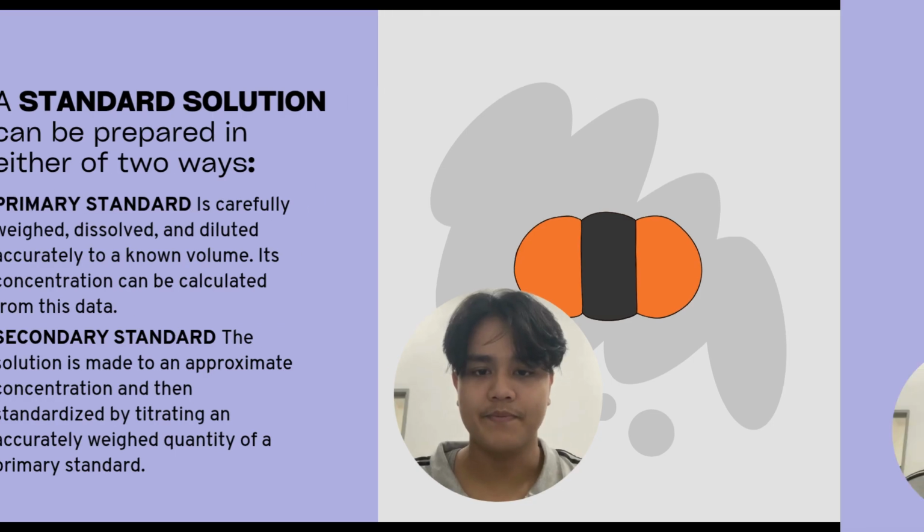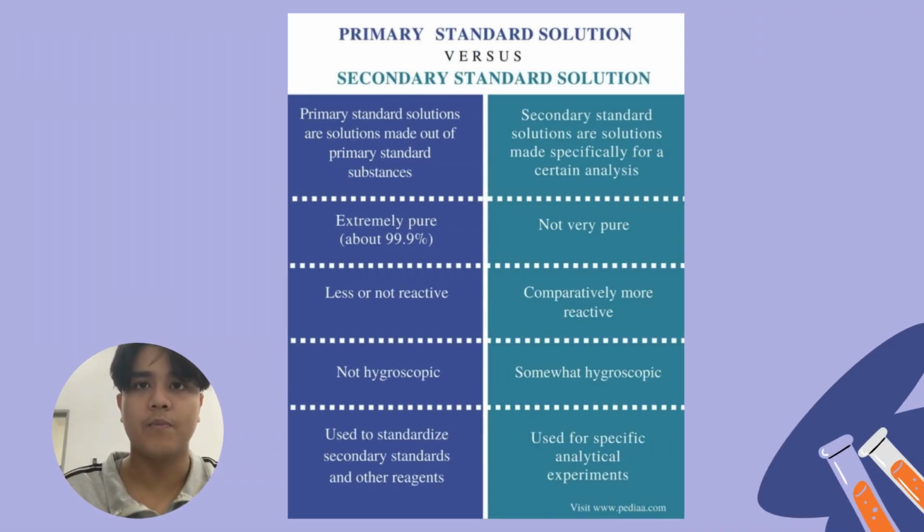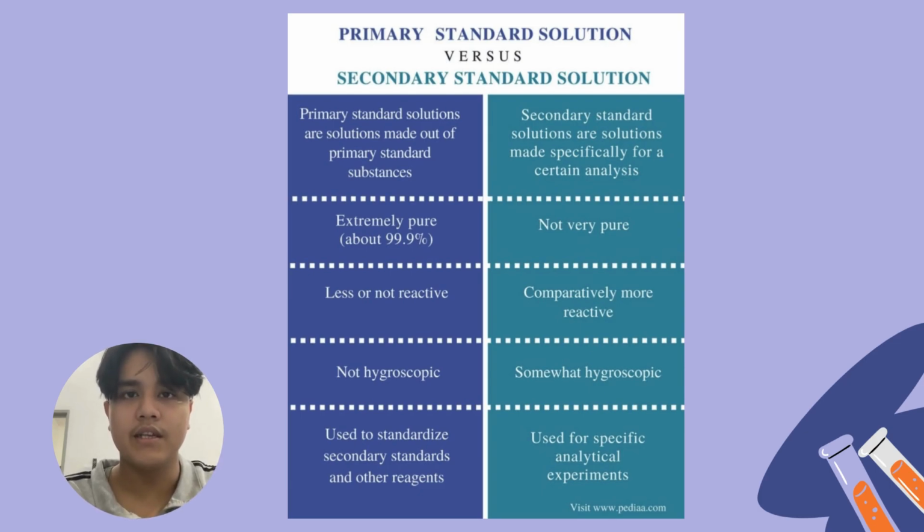a primary standard. Now, I will talk about the comparison between primary standard solution and secondary standard solution. For primary standard solution, the primary standard solutions are solutions made out of primary standard substances, while the secondary standard solution is solutions made specifically for a certain analysis. The second one, primary standard solution is extremely pure, about 99.9%, and the secondary standard solution is not very pure. Primary standard solution is less or not reactive at all, while the secondary standard solution is comparatively more reactive.